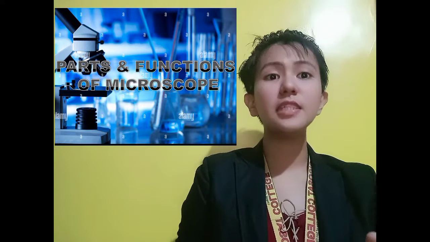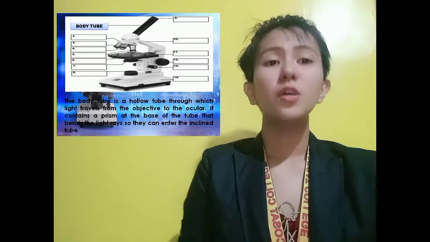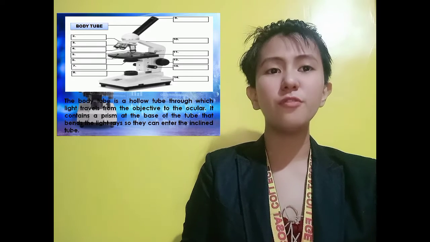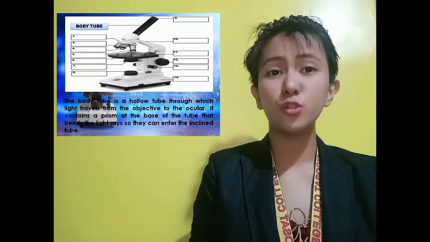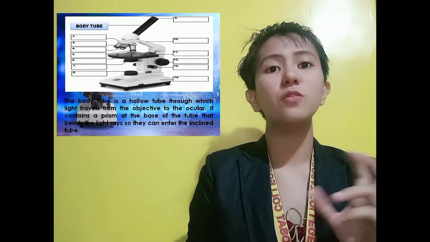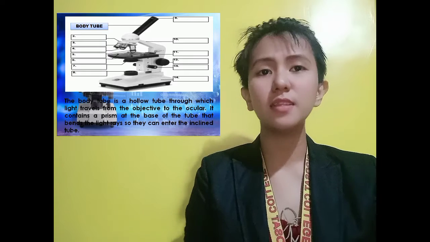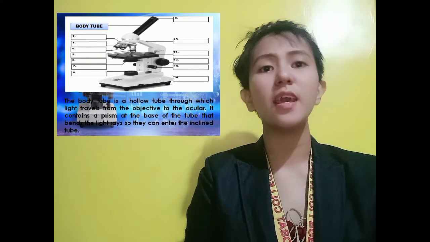So, next are the parts and functions of a microscope. The first part of the microscope is the body tube. It's a hollow tube through which light travels from the object to the ocular. It contains a prism at the base of the tube that bends the light rays so they can enter the inclined tube.